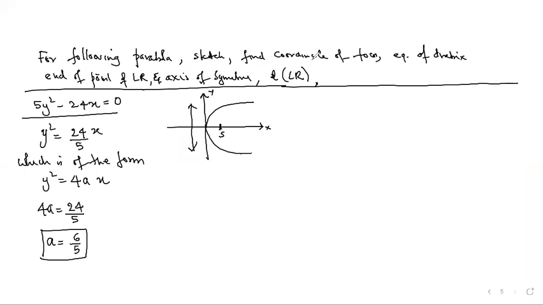Now you will have to write what? Coordinate of focus. So write S coordinate. What is the focus formula? A comma 0. Replace your a. 6 by 5 comma 0. So it is clear. Are you writing with me or listening? Writing. Okay.